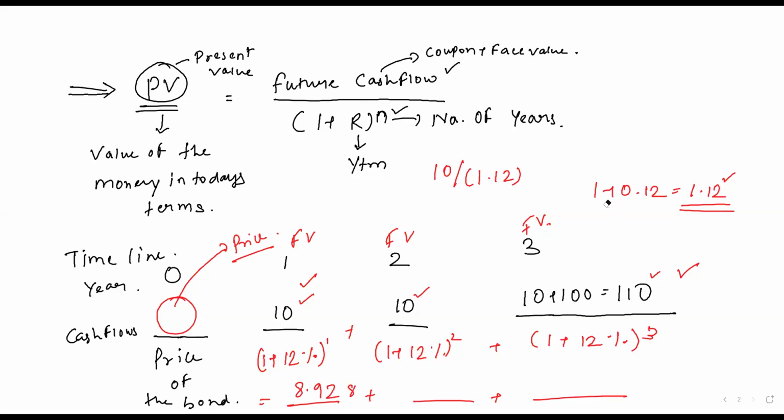Now calculate 1.12 square. What is the value of 1.12 square? Tell me. Everyone, what is the value of 1.12 square? 1.24. Now divide 10 by 1.24. Is it 1.25? Let me check. So it's 1.2544.